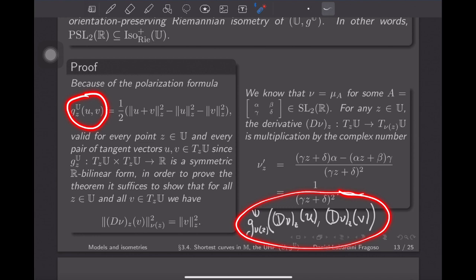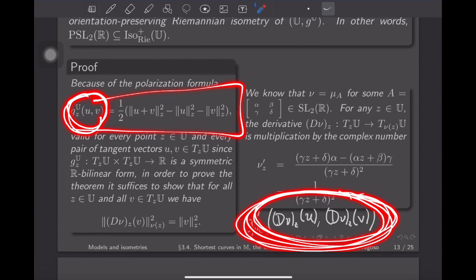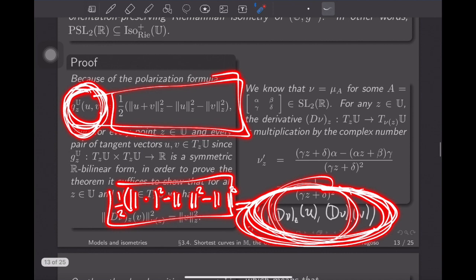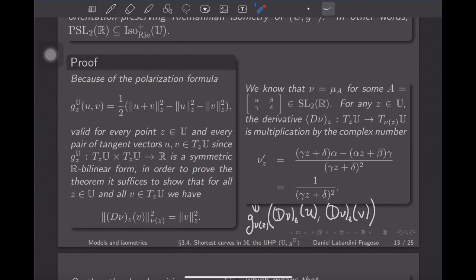Right? Now we know that this is equal to this, and we know that there is a corresponding polarization formula for this one, right? Which would put this equal to something, 1/2 of a norm square of something minus etc. And somehow, to obtain the equality I want, it's enough to show that this is equal to this, and in order to show that, it's enough to show that the derivative preserves norm square. So that's what I'm going to do.